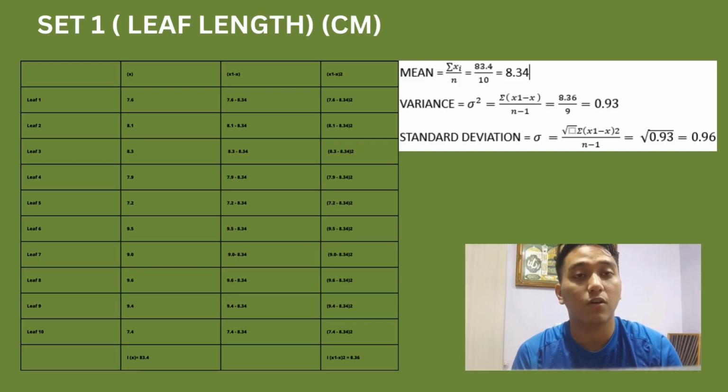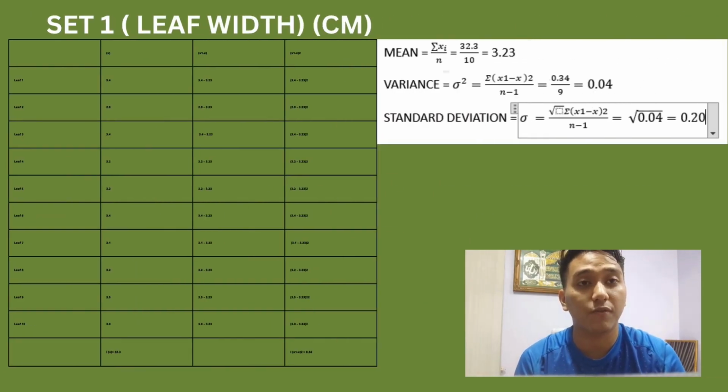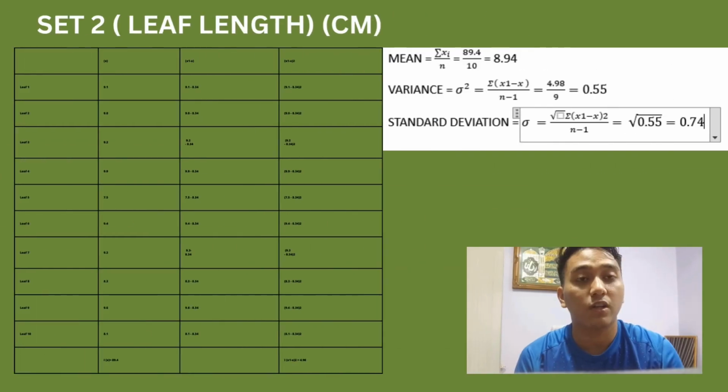For the first set of leaf length, the mean data is 8.34, the variance is 0.93, and the standard deviation is 0.96. For set 1 of leaf width, the mean data is 3.23, the variance is 0.04, and the standard deviation is 0.2. For the second set of leaf length, the mean data is 8.94, the variance is 0.55, and the standard deviation is 0.74.